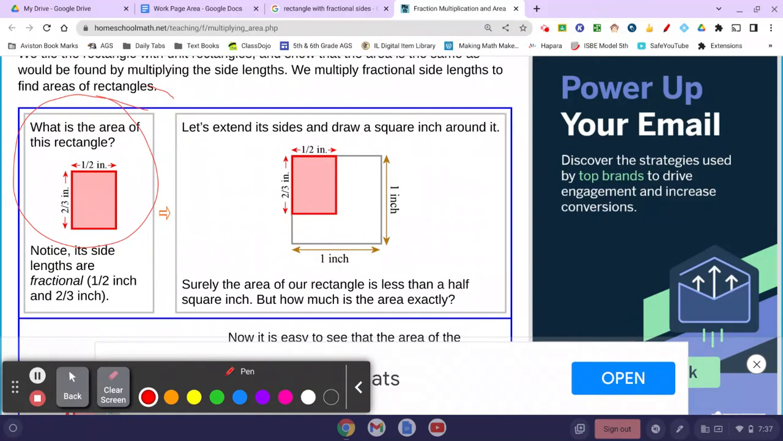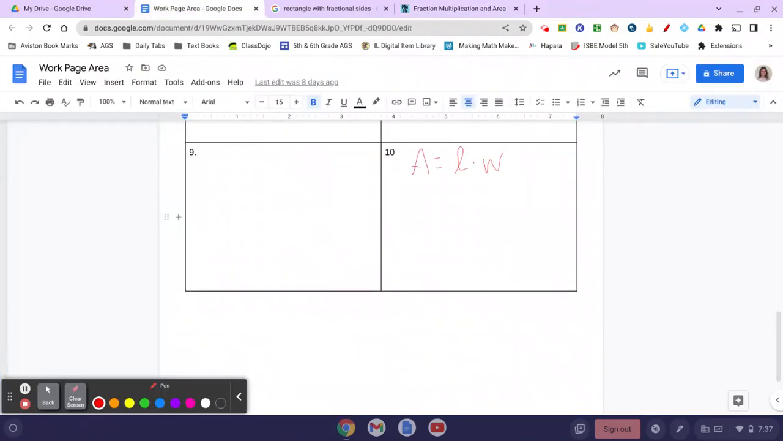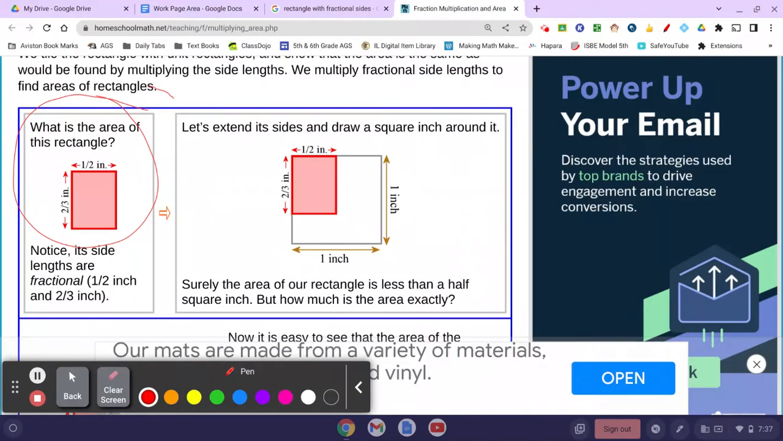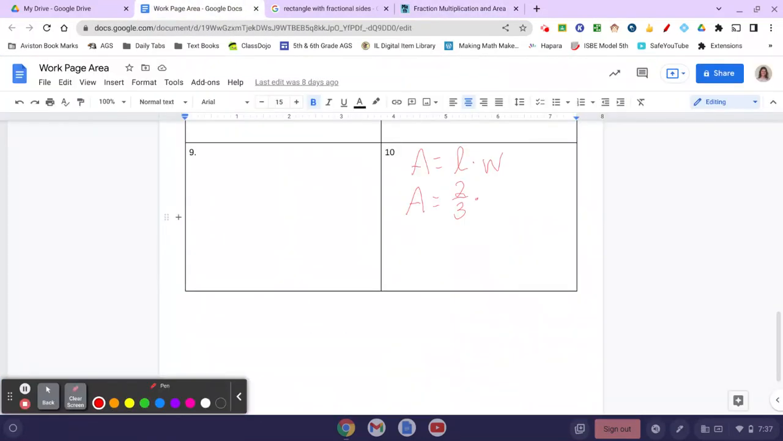Okay, in this one it gives me the length and the width of 2/3 of an inch and 1/2 an inch. So I'm going to go back to my work page. I don't know area, so I'm going to leave it as A equals, my length is 2/3, my width is 1/2. So 2/3 times 1/2. Now we have to remember our rule for multiplying fractions is we multiply straight across.